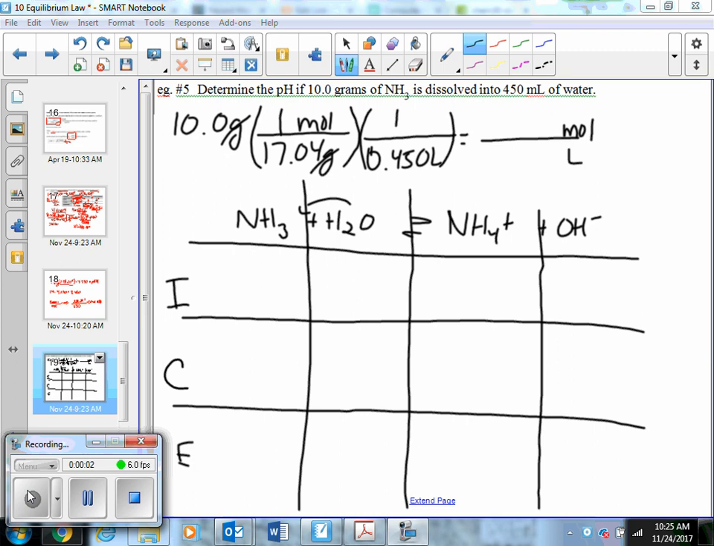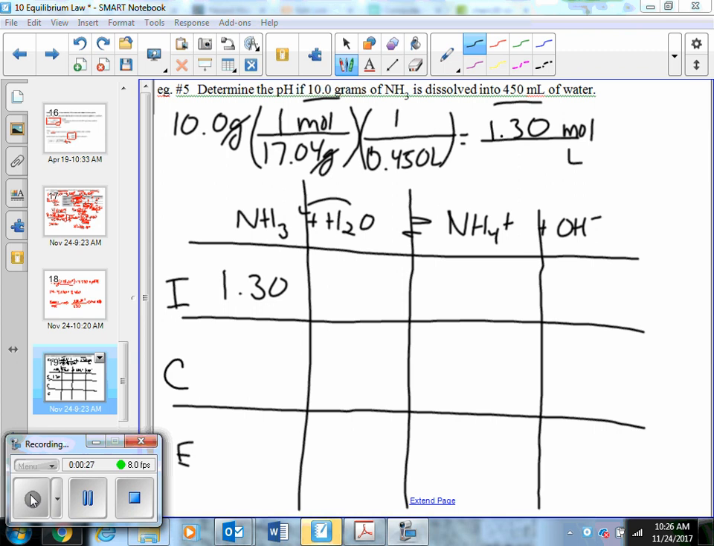So the next example is slightly different from the previous in that they didn't give us the initial concentration of the weak base, but they gave us the mass and the volume. So our first step is that we have to convert that into moles per liter. If we set up our equation to solve for moles per liter of ammonia, we get an initial concentration of 1.30 mole per liter. So this is the initial concentration of the ammonia.